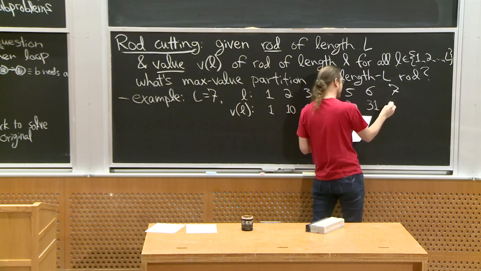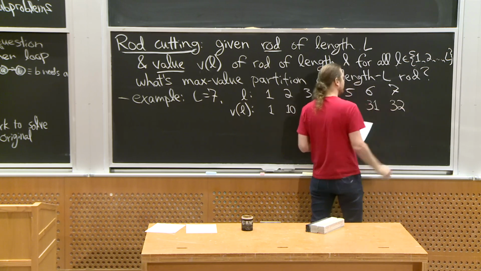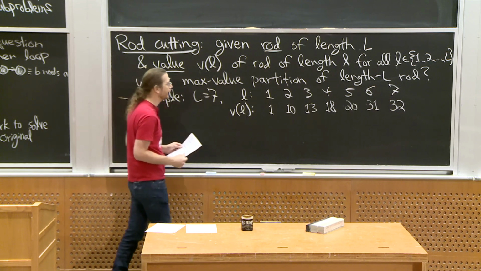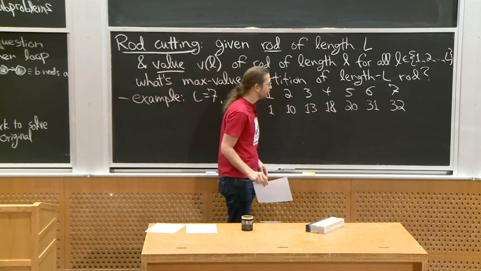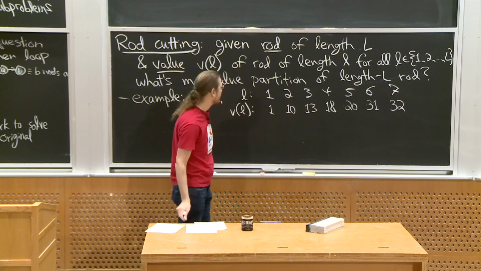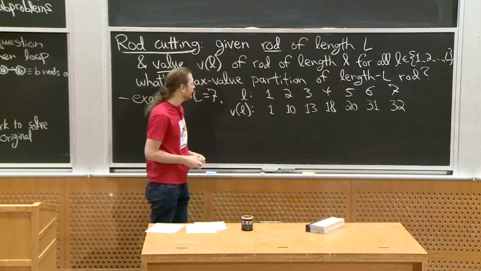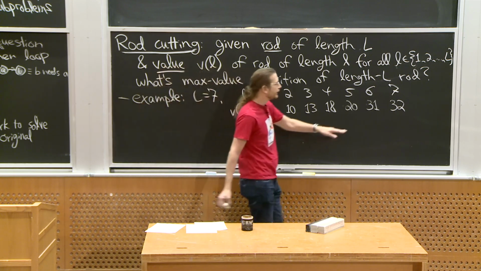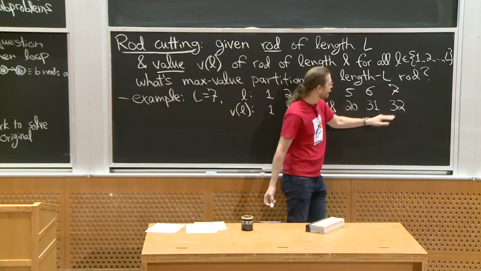It's presumably monotonic, but doesn't have to be. Maybe people really like buying powers of 2 length or something, and so those sell higher. So this doesn't have to be monotonic. But in this example, it is. And so I have this rod of length 7, and I could sell it directly for $32, let's say.